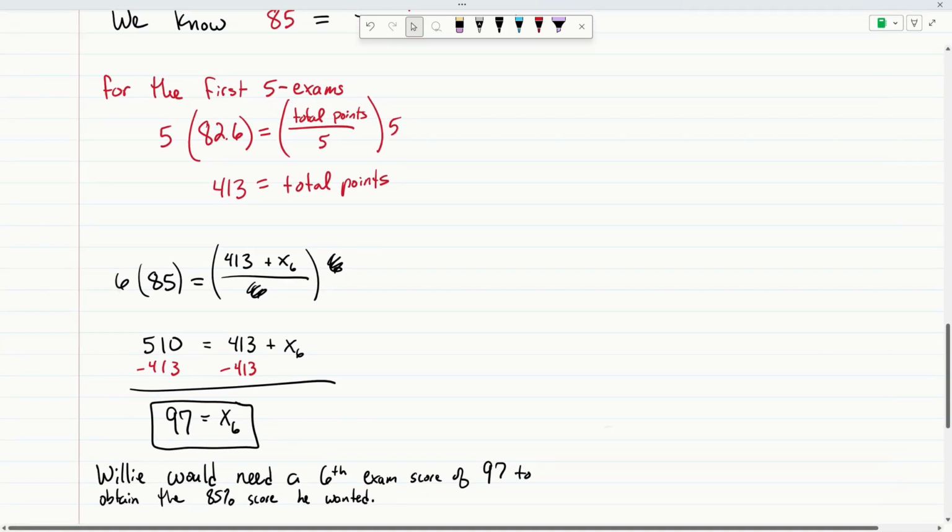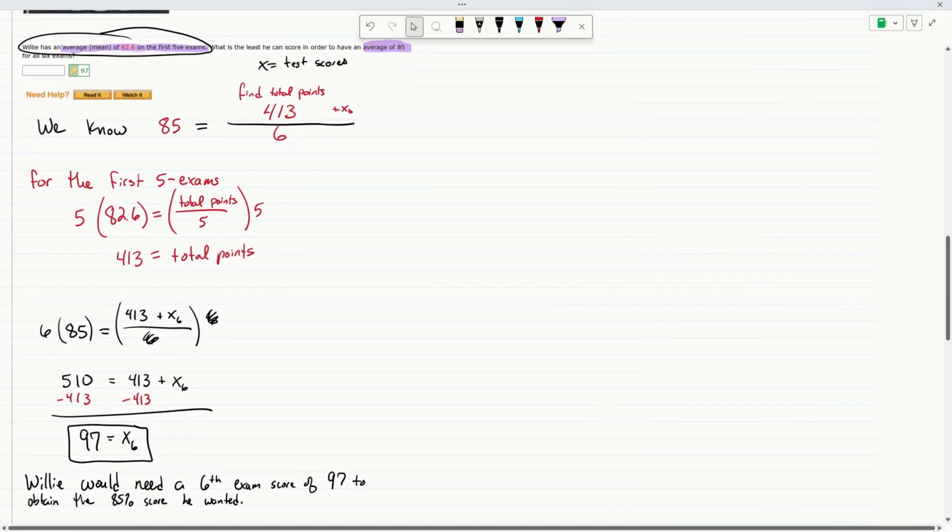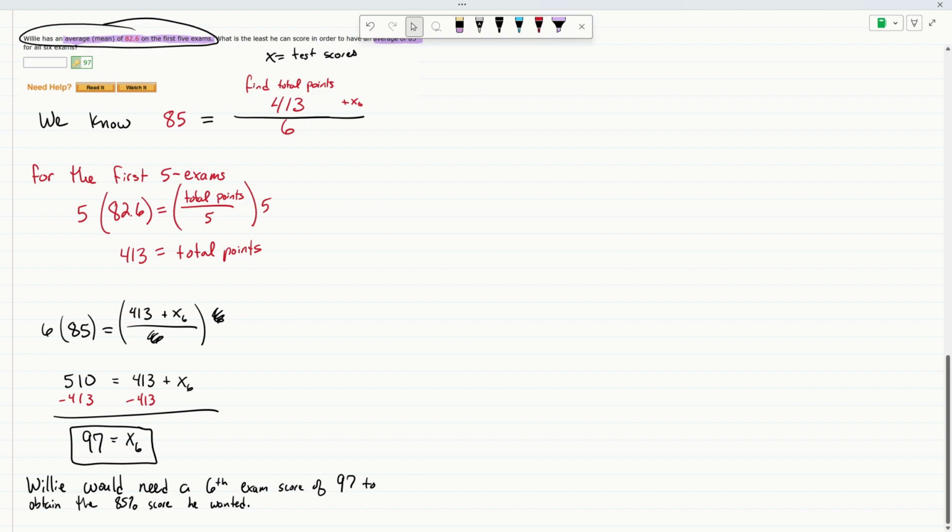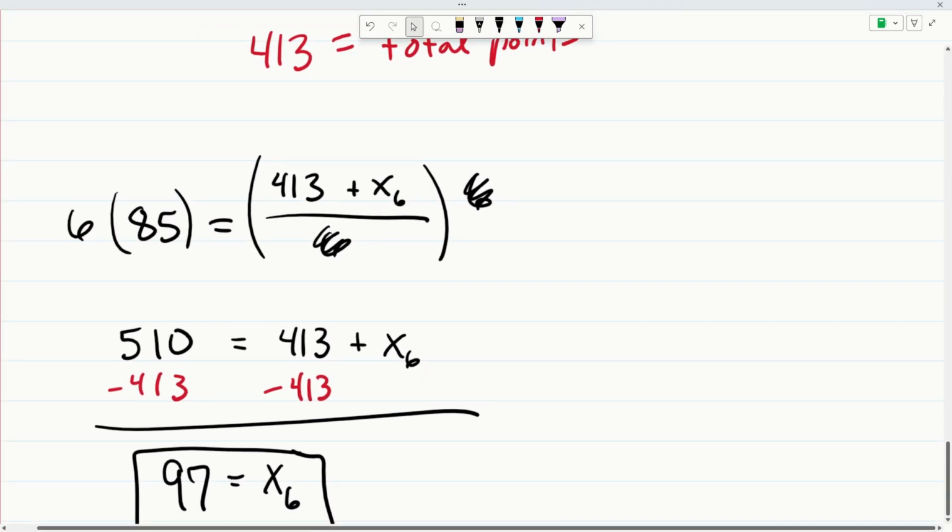So you're going to have a problem like this on your homework, like I said. Just make sure you think your way through it. Take your time. There's no rush. All right. Next.